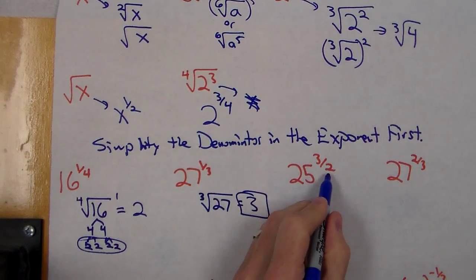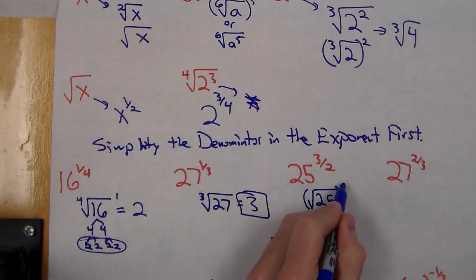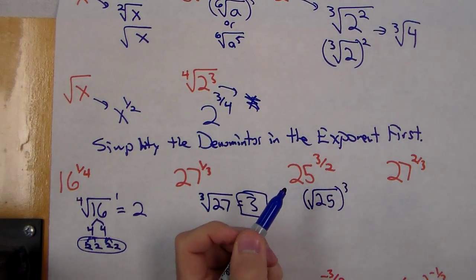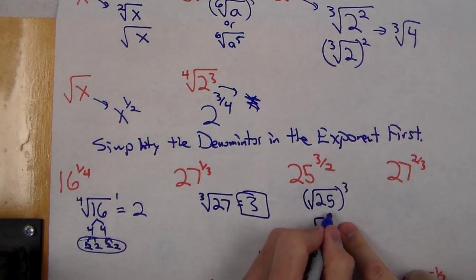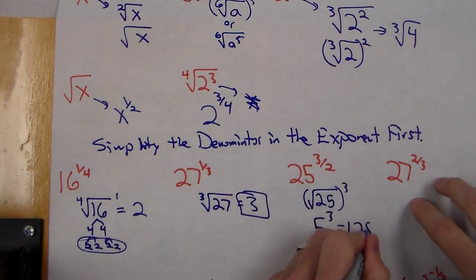25 to the 3 over 2. I focus on the 2 first. That's the square root of 25, and then to the 3rd. Square root of 25 is 5. Now I do 5 to the 3rd, which is 125.